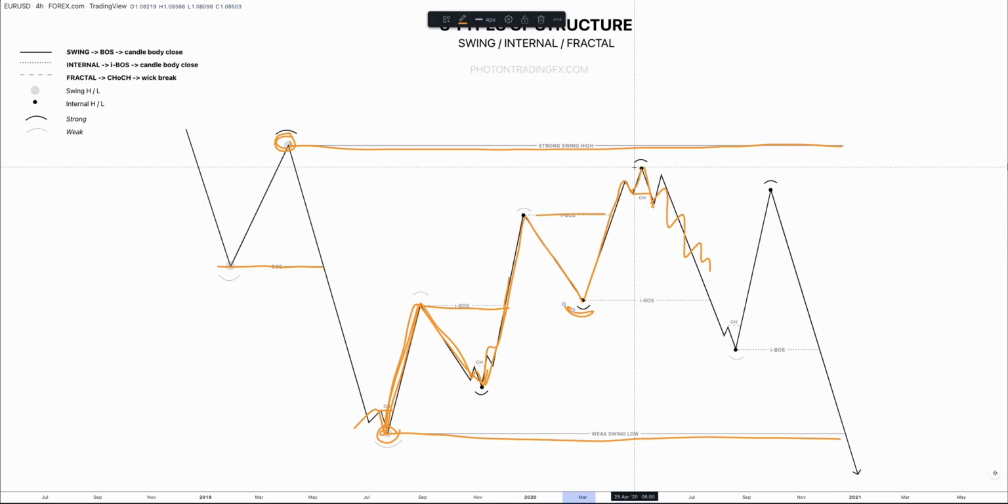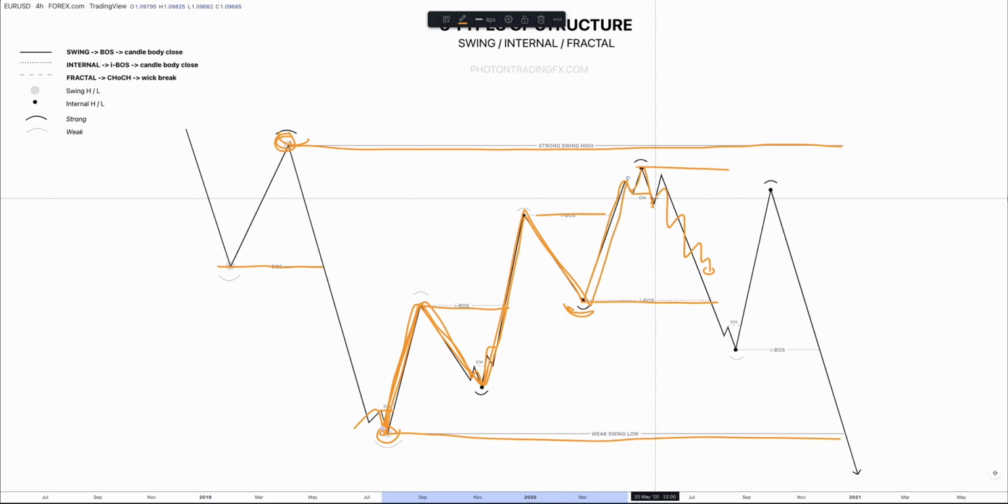So at this moment, this is the internal high, this is the internal low. So when price action is here, the internal structure is still bullish. Okay, so swing structure is bearish. We know that this is our swing high and this is our swing low. But the internal structure has shifted bullish. It's making higher highs, higher lows, higher highs.